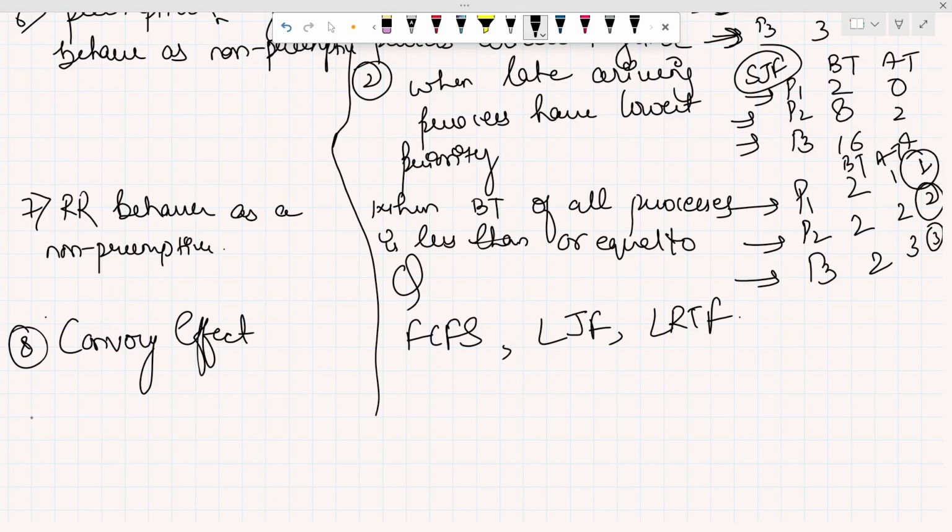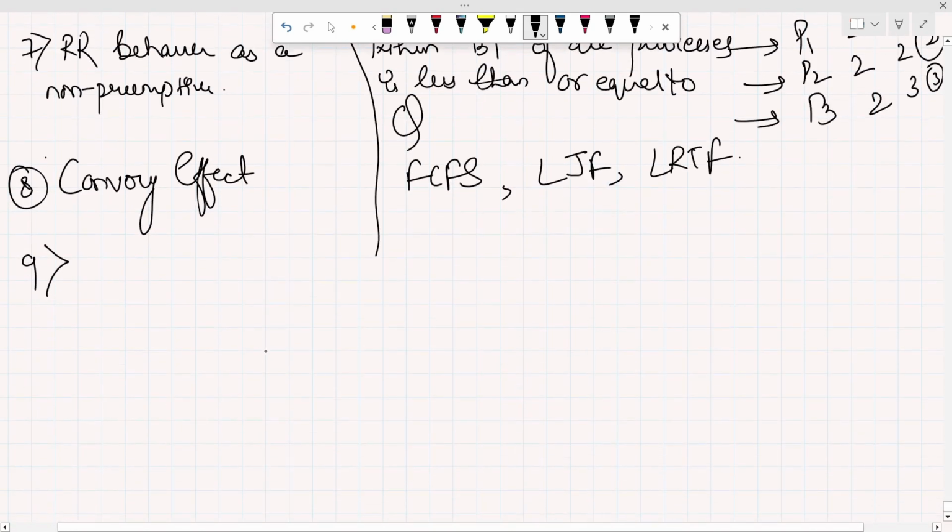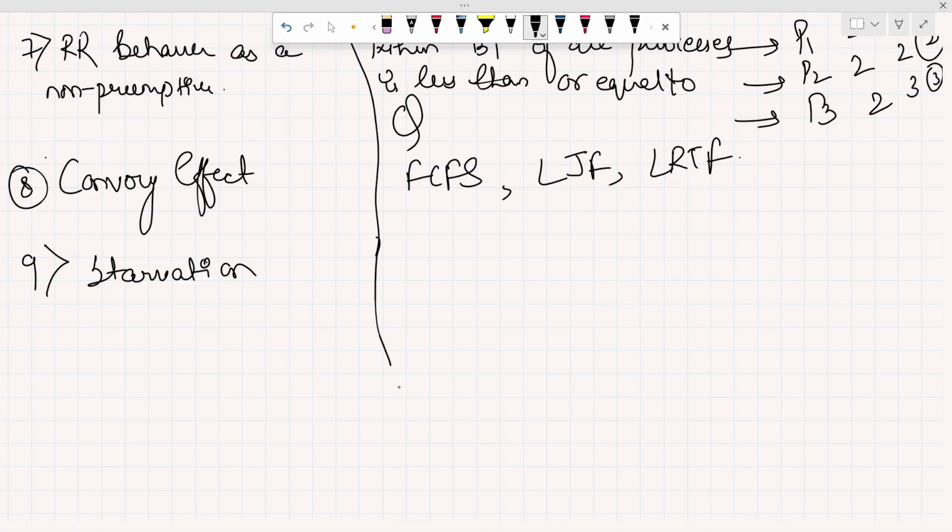Okay. Now after the convoy effect, we have to discuss starvation as well. So what is starvation basically? First of all, starvation means the process never gets a CPU. Okay, so this is starvation. So which algorithm follows starvation? SJF follows starvation.